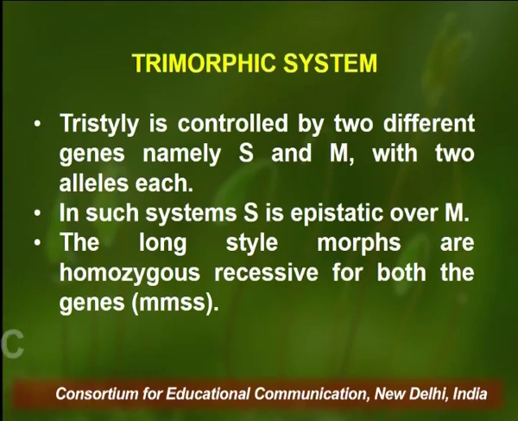Then we talk about the trimorphic system. Tristyly is controlled by two different genes, namely capital S and capital M, with two alleles each. In such systems, S is epistatic over M. The long style morphs are homozygous recessive for both the genes. So that is small m, small m, small s, small s.